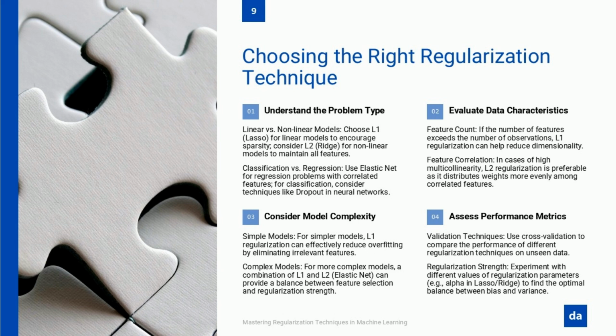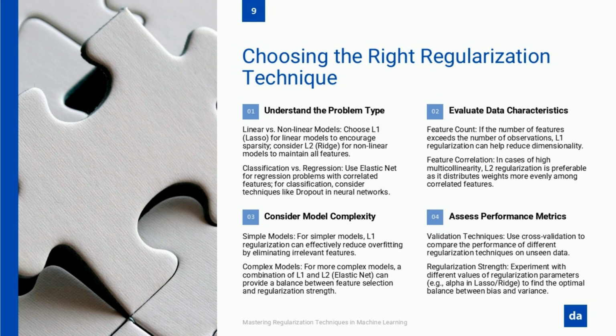But L1 has one big drawback. If two features are highly correlated, Lasso might randomly eliminate one of them, even if they're both important. And that's where L2 comes in. L2 is the strict coach. It doesn't delete features, but it smooths them out so that no single feature dominates the model.